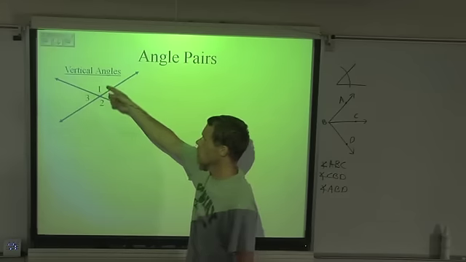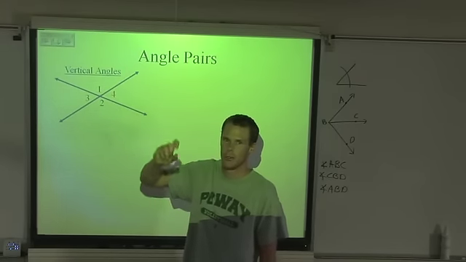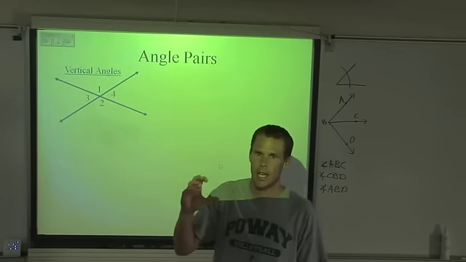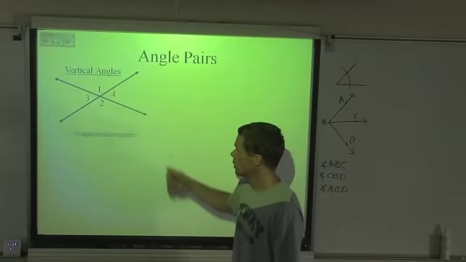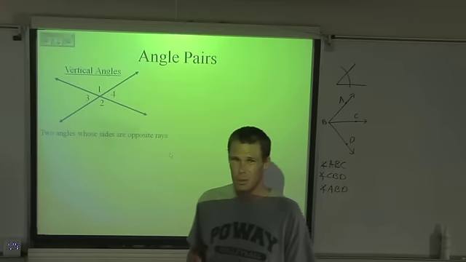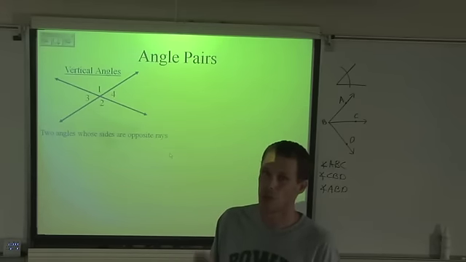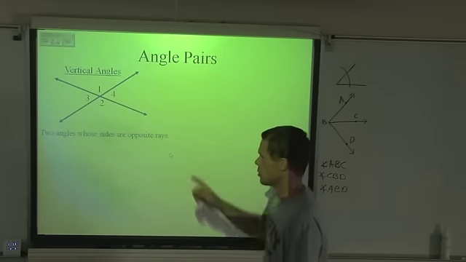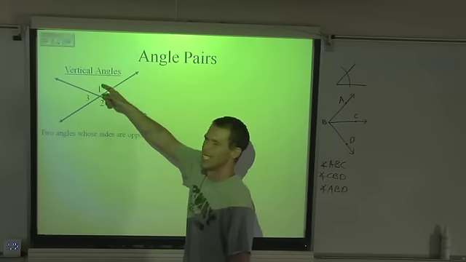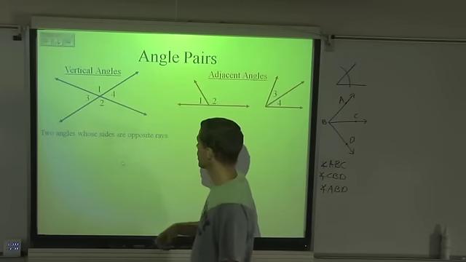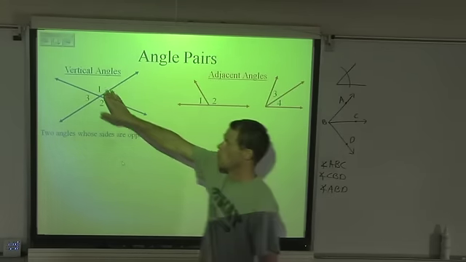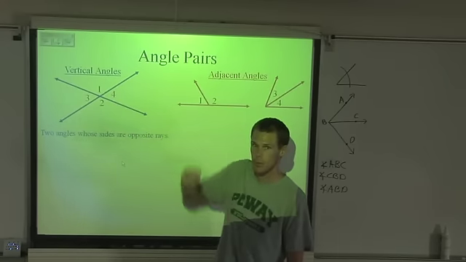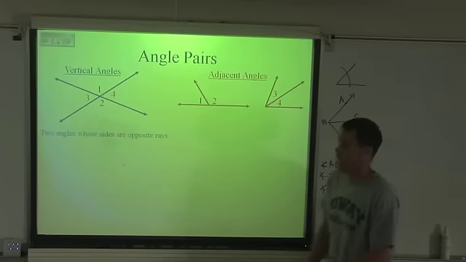Angle 1 and 2 are vertical angles. They are across from each other. I want everyone writing down that they are across from each other, because that's how we recognize vertical angles. So, two angles whose sides are opposite rays does not help us a lot. Two angles who are across from each other in an intersection, that helps. You may want to write down angle 1 and angle 2 are vertical angles, 3 and 4 are vertical angles. Two examples.